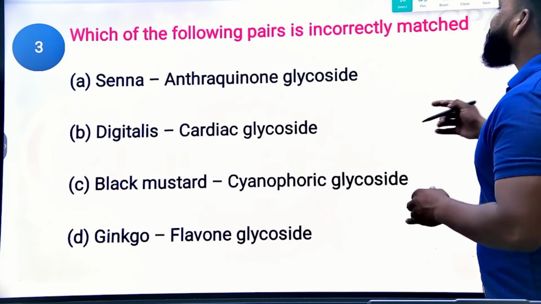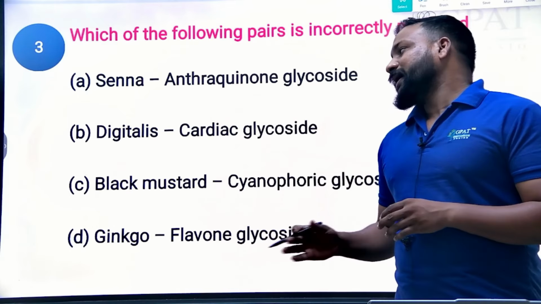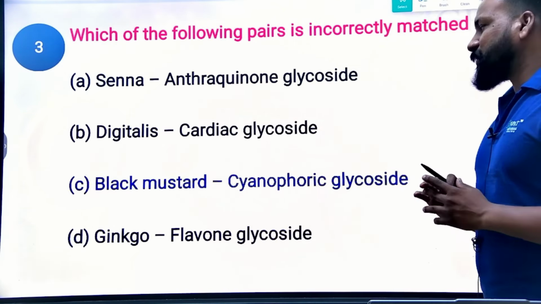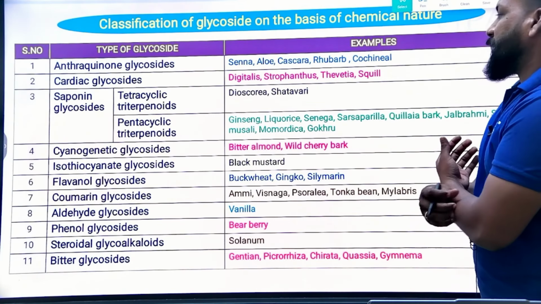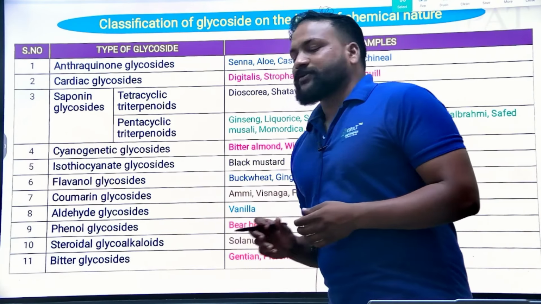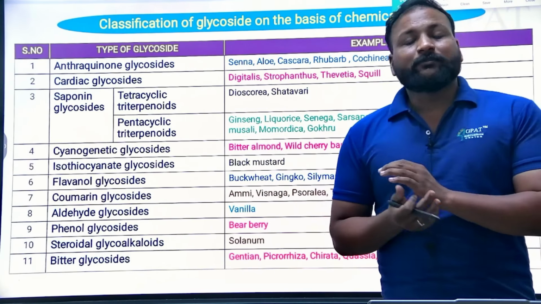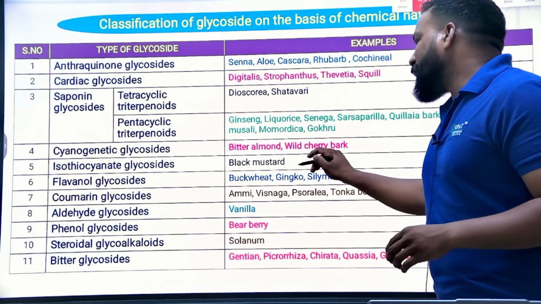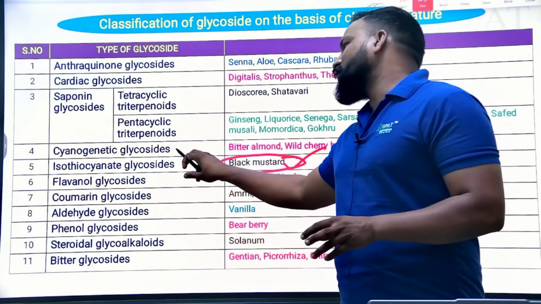Undoubtedly, senna is an anthraquinone glycoside, with the Borntrager's test. Digitalis is a cardiac glycoside. But black mustard is the wrong answer, an incorrectly matched pair, because black mustard is an isothiocyanate glycoside. So option 3 is wrong: black mustard is isothiocyanate, but it is not a cyanogenetic glycoside.